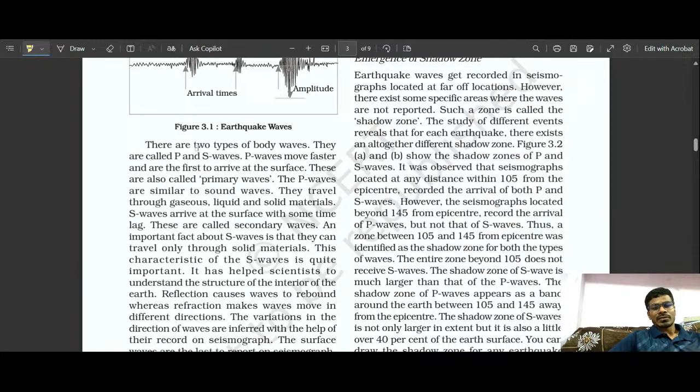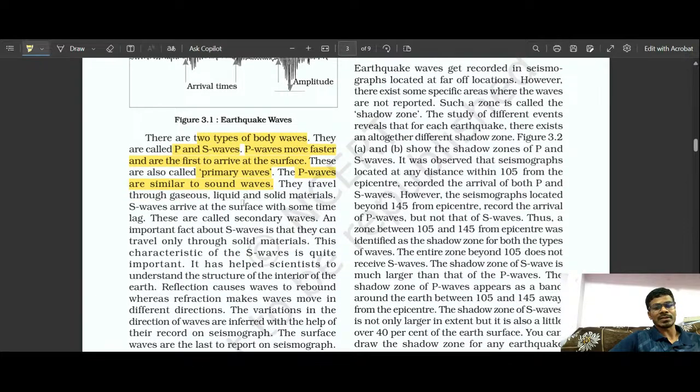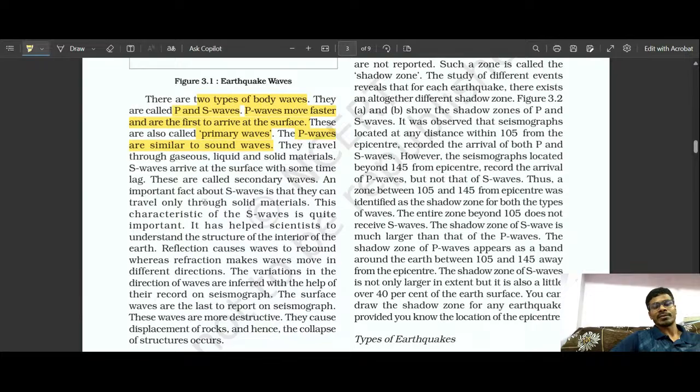There are two types of body waves, called P wave and S wave. P waves move faster and are the first to arrive at the surface, which is why they are also called primary waves. P waves are similar to sound waves, and they travel through gaseous, liquid, and solid material, meaning all three forms of matter.